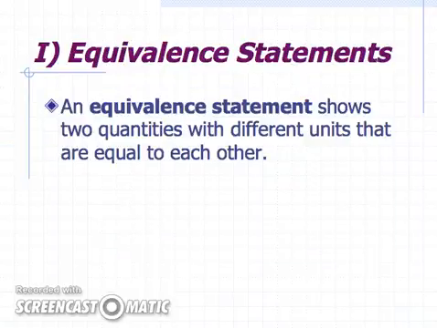The first thing you want to know is an equivalent statement. It shows two quantities with different units that are equal to each other. For example, one dozen eggs is equal to 12 eggs. That's an equivalent statement: 1 dozen equals 12 eggs. There are several different ways that we can express an equivalent statement.